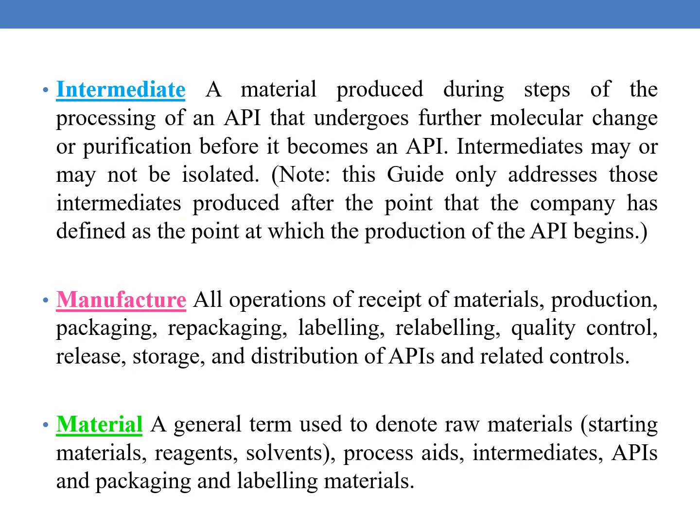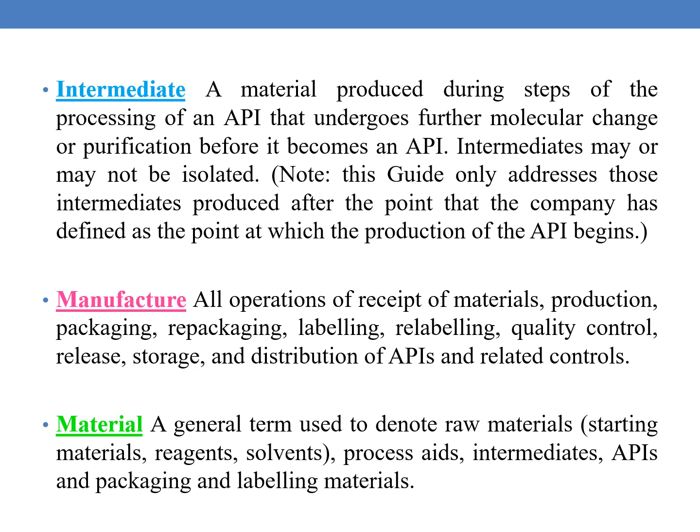Coming to intermediate. A material produced during steps of processing of an API that undergoes further molecular change or purification before it becomes an API is considered as an intermediate. Intermediates may or may not be isolated. One important note is this guide only addresses those intermediates produced after the point that the company has defined as the point at which production of an API begins.